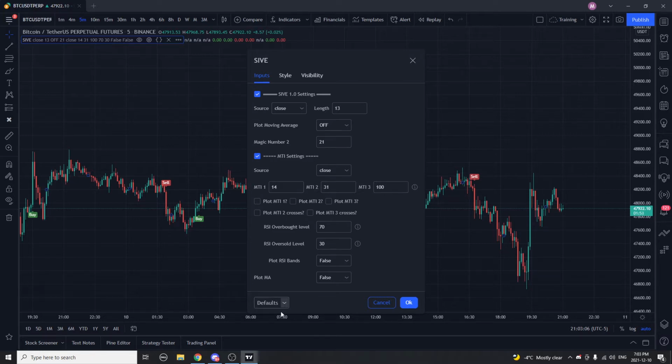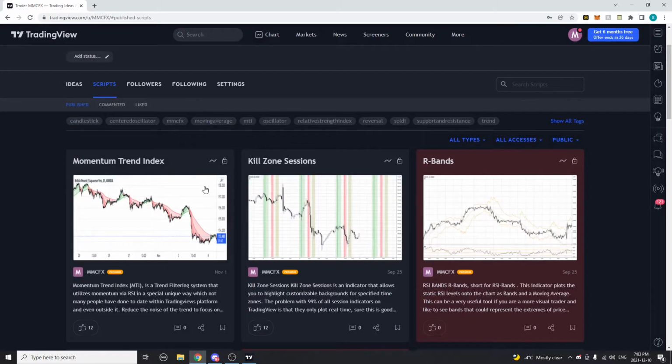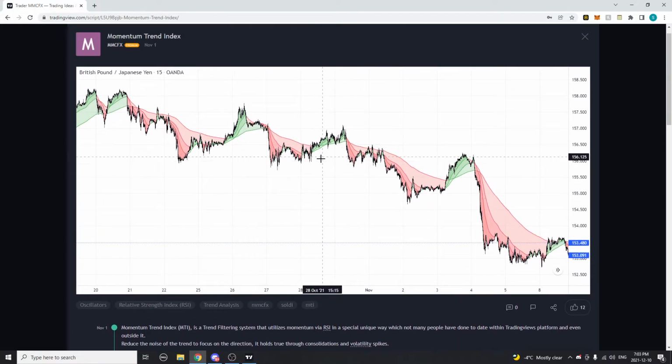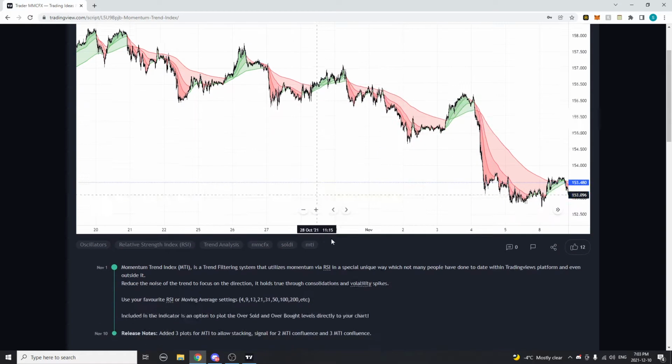And what MTI is, is an indicator that I've built called Momentum Trend Index. And let's just review what I have here. So Momentum Trend Index, or MTI, is a trend filtering system that utilizes momentum via RSI in a special unique way, which not many people have done to date within TradingView's platform, and even outside of it. Now I've been trading for 5-6 years now, and I've never seen anybody utilize an RSI the way that I have to represent price movement and price development within momentum.